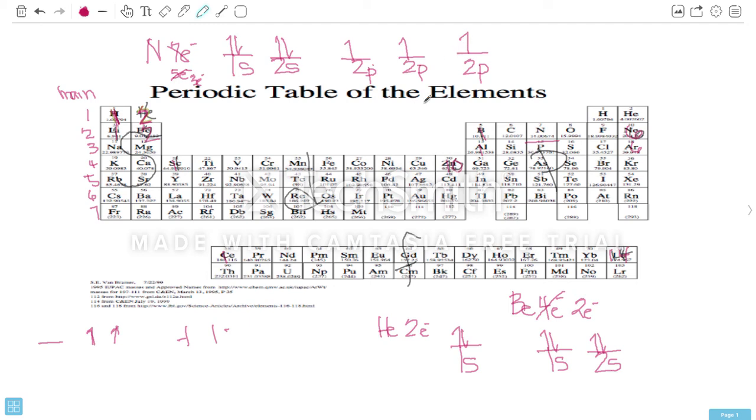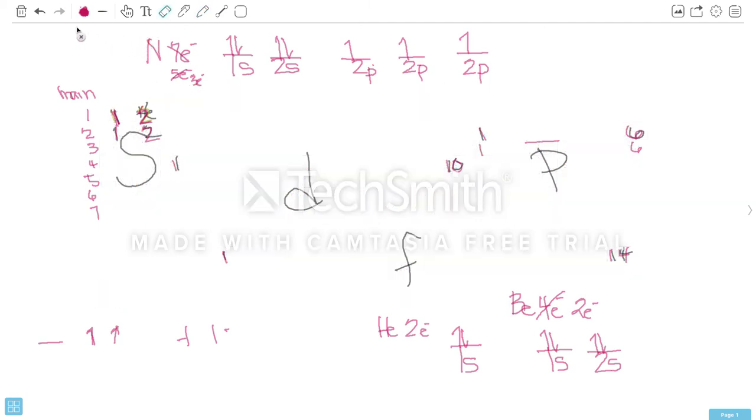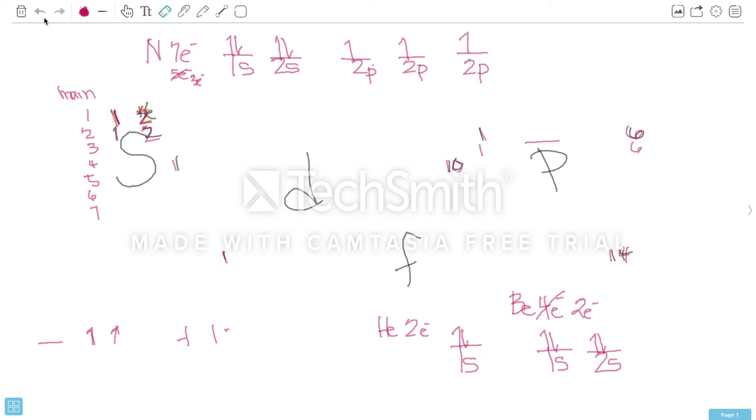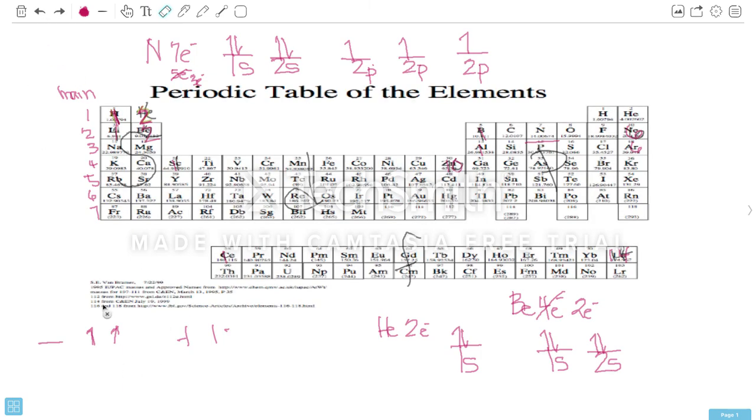All right, let's look at one where we will double up. Let's look at fluorine. All right, let me try my hand at this and see if I can get these to erase, and no such luck. So I will come down here to the bottom. All right, so fluorine has 9 electrons. All right, so I'm right here at fluorine.